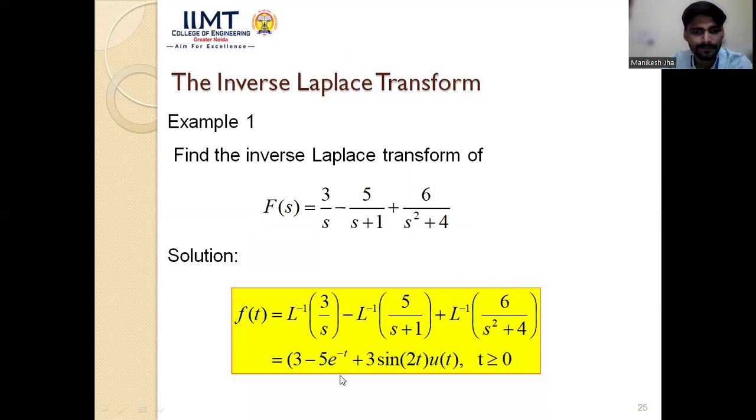So when we are taking the inverse Laplace, it is given as 3 u of t minus 5 e to the power minus t u of t plus 3 sine 2t u of t. For all three signals, u of t is common, so we are taking it outside. So 3 minus 5 e to the power minus t plus 3 sine 2t into u of t. So this is the inverse Laplace transform.